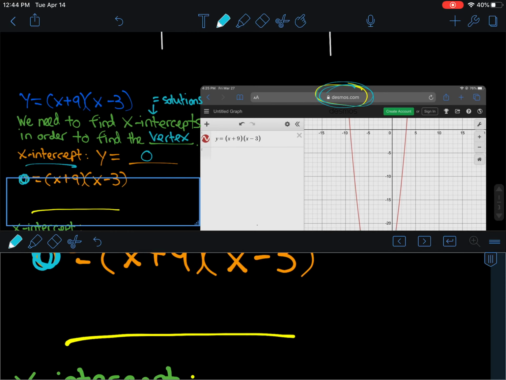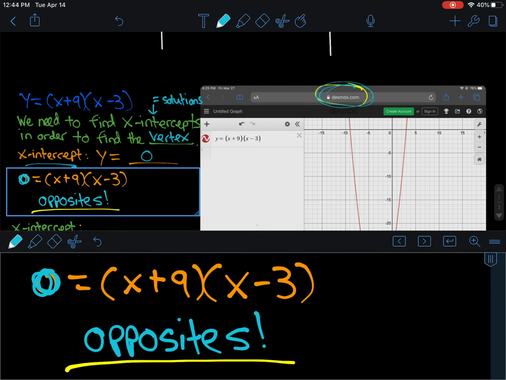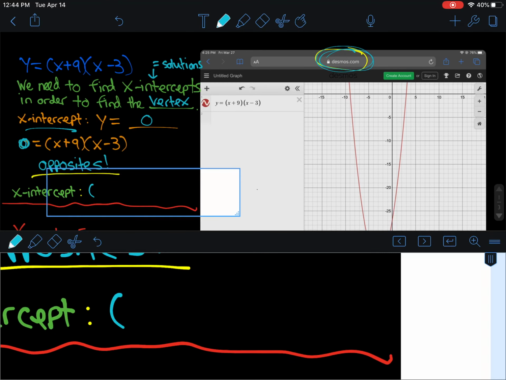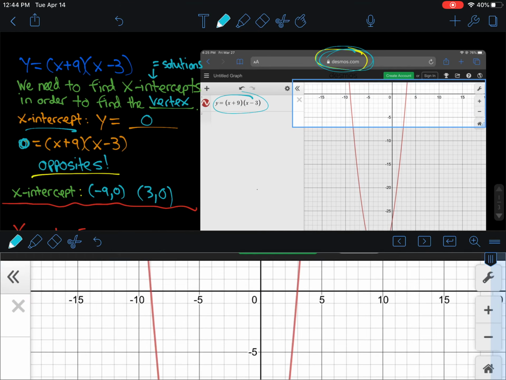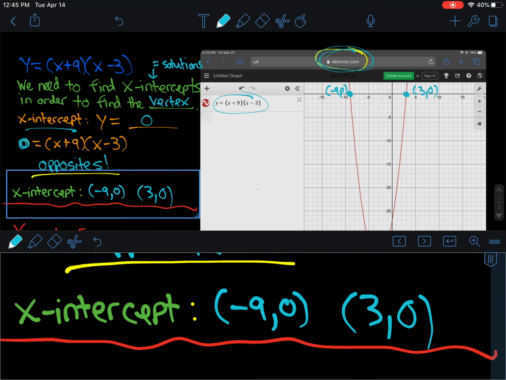And then remember what we do, again, this was in the last lesson, in the first part of homework A, is we do opposites. So the opposites of 9 and -3 will be -9, 0 and 3, 0. Now I already have it graphed over here in desmos.com for you. If you look, the x-intercept of -9, 0 is right there. And the x-intercept of 3, 0 is right there. Hopefully that makes sense. Again, you're not always going to be looking at a graph, so if you had to do it by hand, this is how you do it.